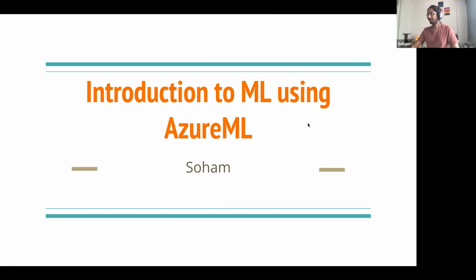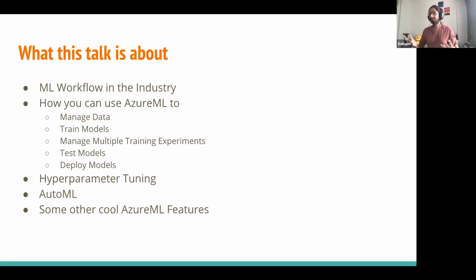Some of the things that I'll be talking about is what the ML workflow in the industry is right now. So how do you go from raw data to pre-processing it, and then exploring it, training your model, and then deploying it. And it's not as simple as that. As we'll see, there are a lot of steps that you have to follow when you want to deploy a model in an industry as compared to when you just do a machine learning project.